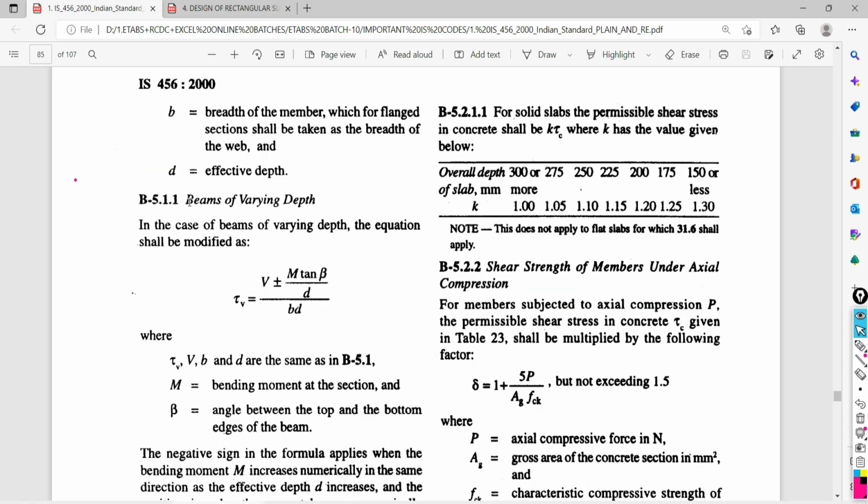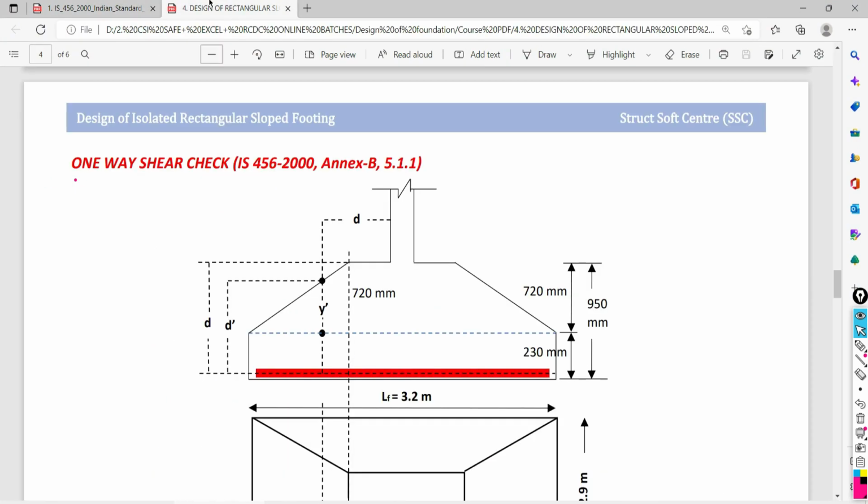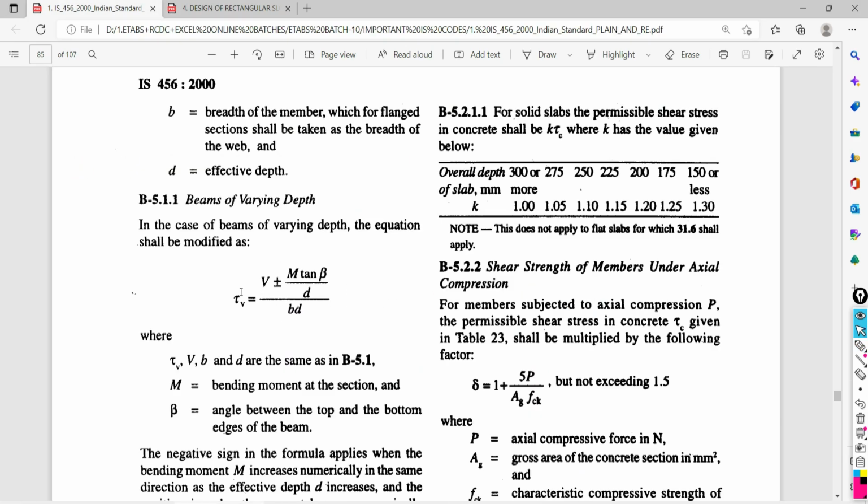So this clause is especially for beams of varying depth, but this clause is also applicable for a foundation of varying depth. Here, as we are going to provide the trapezoidal footing or sloped footing, the depth is not fixed. The depth of the foundation is going to change when we move towards the edge of the foundation. So this clause of IS 456 is applicable for finding the nominal shear at your proposed section.